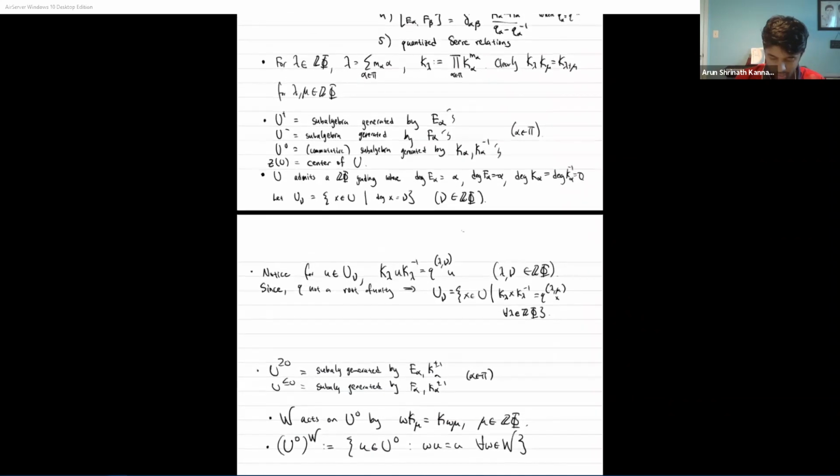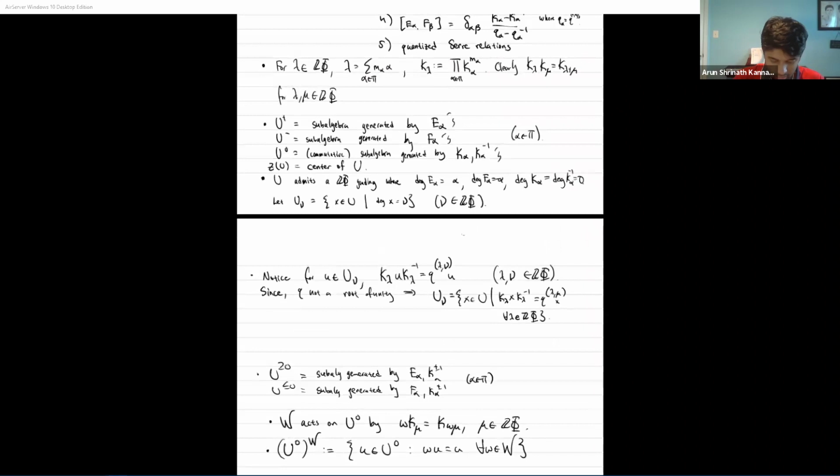You may have seen a weight space notation, because when q is not a root of unity, conjugation by K lambda picks up precisely a factor of q to the lambda nu. Okay, so we can also think of U nu as the elements that satisfy this.